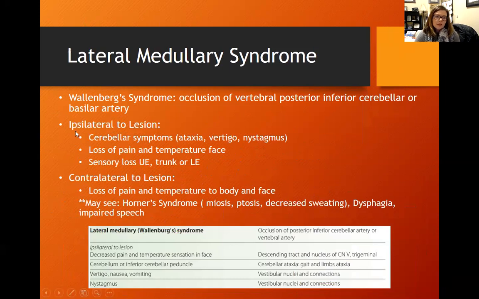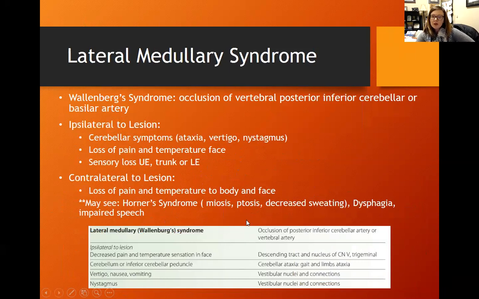So cerebellar, what are you automatically going to think? Ataxia, correct? But same side of the lesion, cerebellar symptoms, loss of pain and temperature of the face, sensory loss of the upper extremity, trunk, or lower. On the opposite side of the lesion, they may have pain, dysfunction, or temperature loss to the face. You may also see Horner syndrome. And so if we look over here, we've got ataxia, loss of pain and temperature secondary to cranial nerve 5, vertigo because of the vestibular nucleus, and nystagmus.